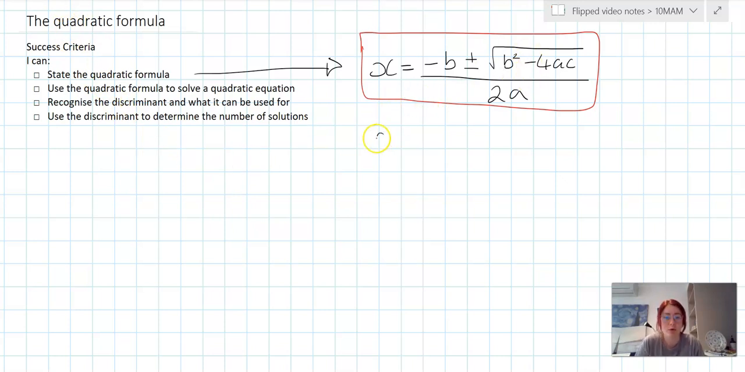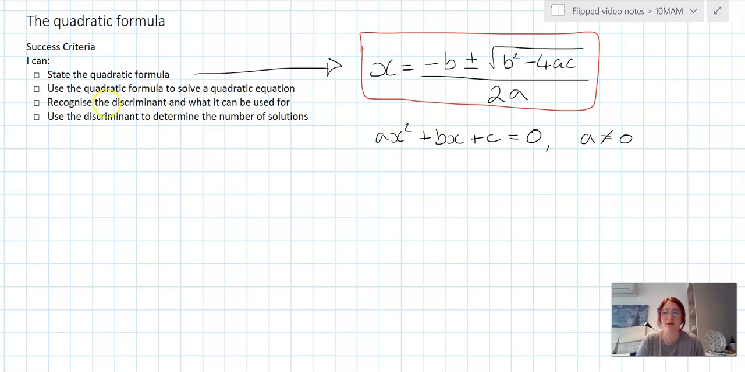This is for quadratics that are in the form that we know really well by now, ax squared plus bx plus c equals 0, and where a does not equal 0. So a has to be an actual number. It can be positive, can be negative, it just can't be 0. Because if it's 0, it's actually not a quadratic equation anymore.